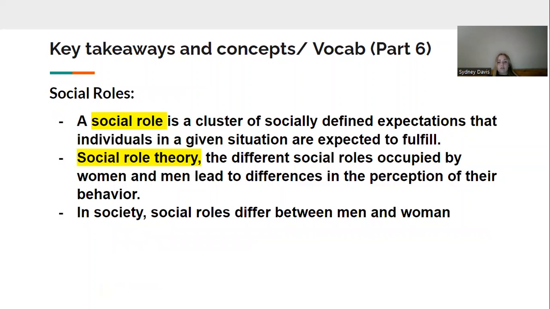Social roles. A social role is a cluster of socially defined expectations that individuals in a given situation are expected to fulfill. Next is the social role theory. The social role theory says the different social roles occupied by women and men led to differences in the perceptions of their behavior. In society, social roles differ between men and women.